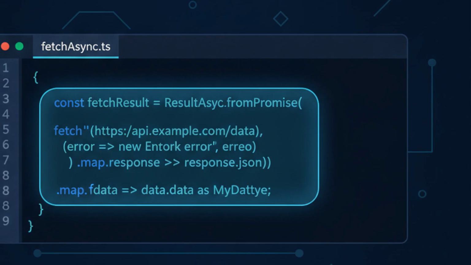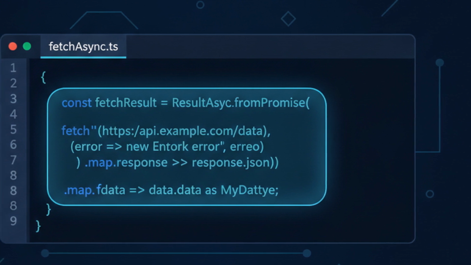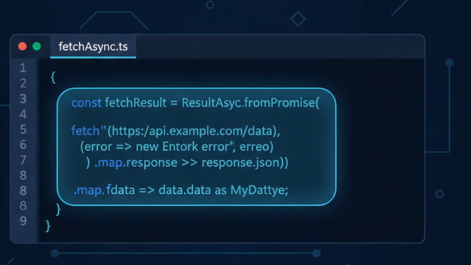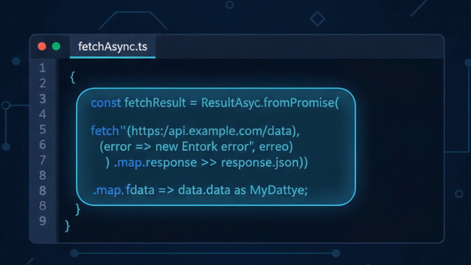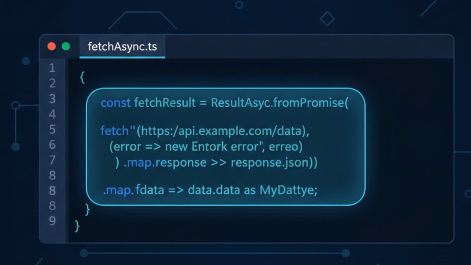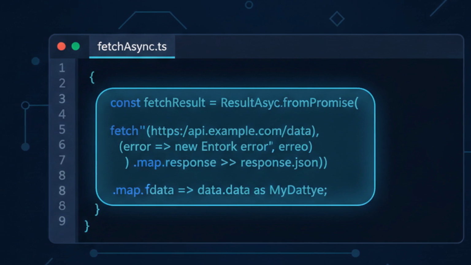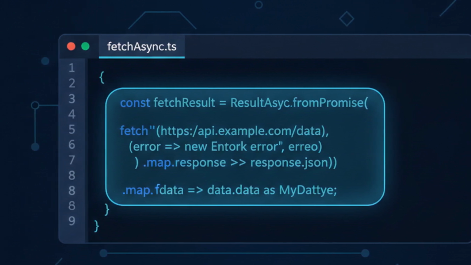For async, neverthrow gives you ResultAsync and a fromPromise helper. It wraps a promise, catches rejections, and maps them into a typed error. All chainable without awaiting until the very end. This is the cleanest way to handle fetch in a real app. One import, fully typed failures, zero stray rejections leaking through your stack.